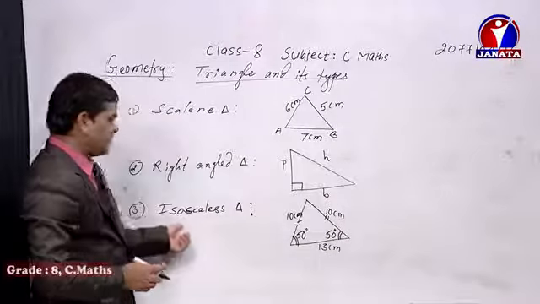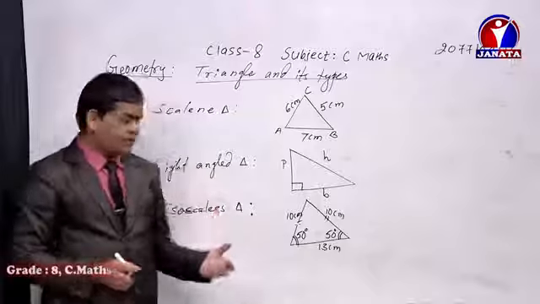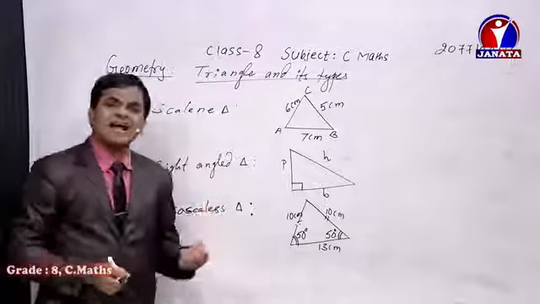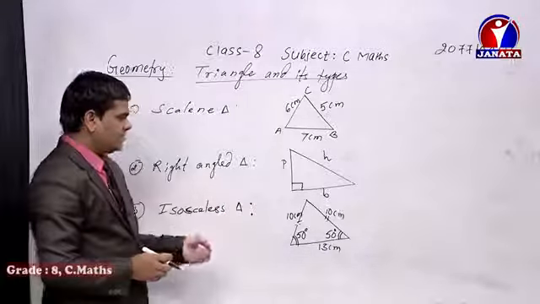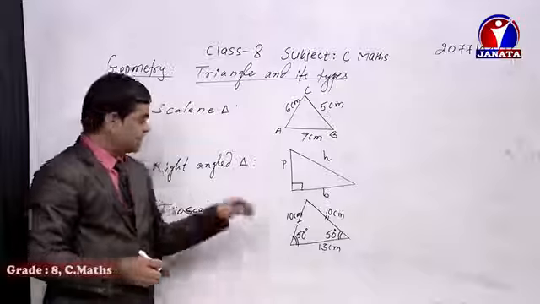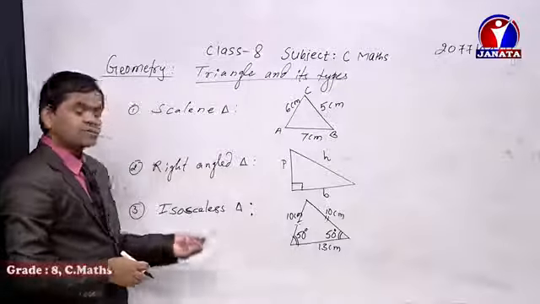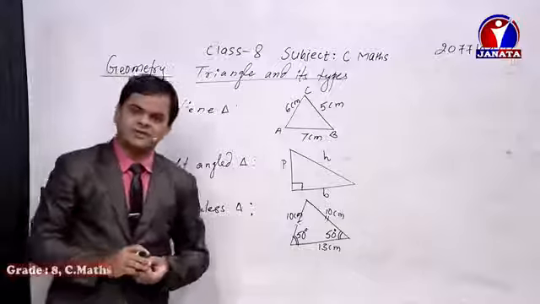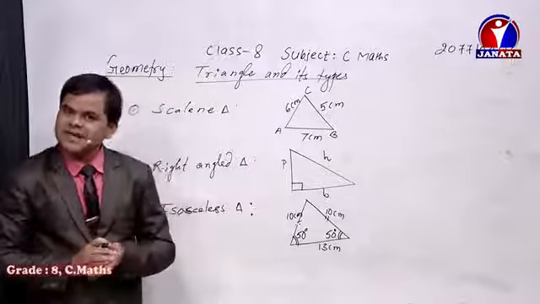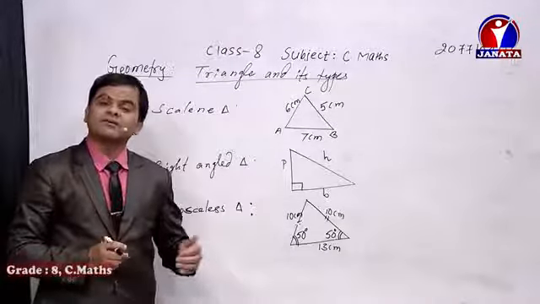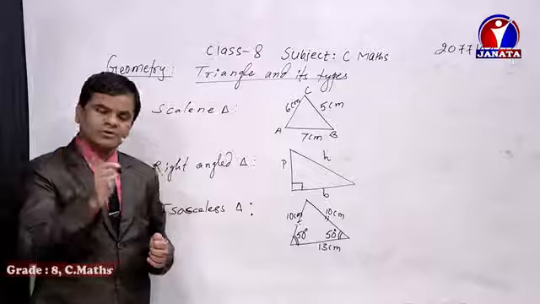Once again, a polygon having three sides and three angles is known as a triangle. There are four types of triangle, and among them we are focusing on the isosceles triangle. In case of an isosceles triangle, dear students, the two sides are equal and the two angles opposite to exactly those two equal sides are also equal.